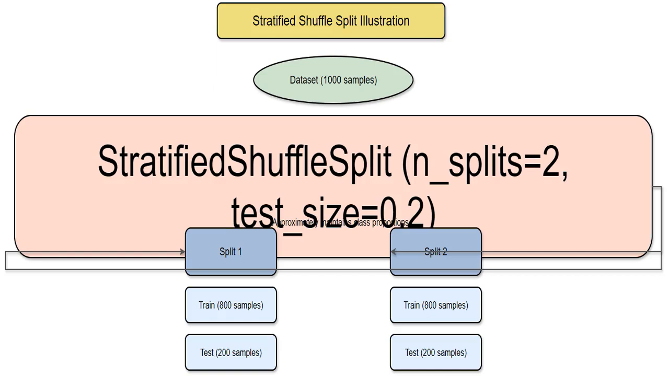I use the stratified shuffle split function. The N_splits equals 2 part tells it to create 2 separate train test splits. The test_size, which is 0.2 in the original question, determines the percentage of data used for testing, in this case, 20%.